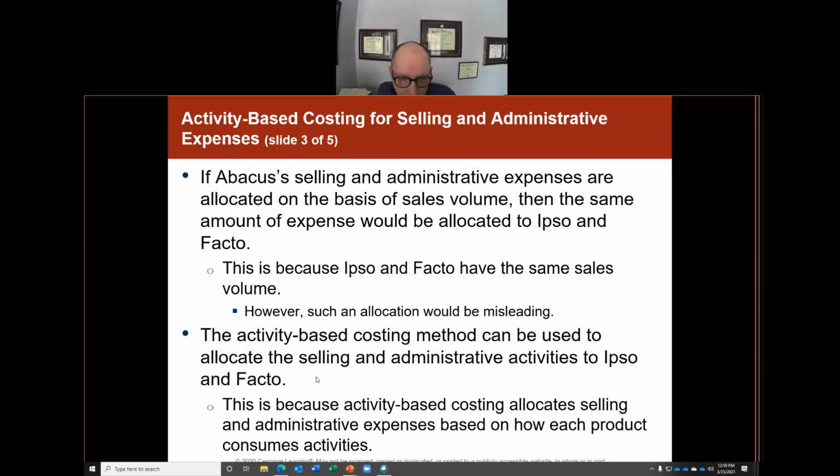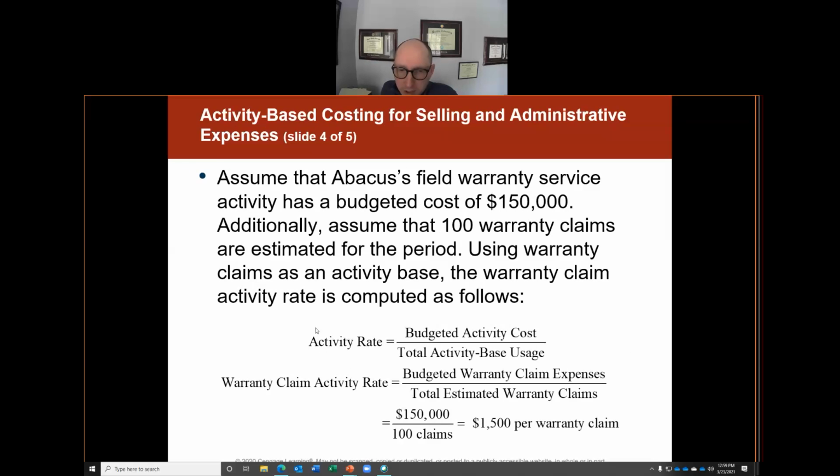This shows us how the allocation of selling administrative expenses has an impact on the overall cost, and how it can be misleading. But you could take the selling administrative expenses activities and apply an activity rate to those related activity-based costs by taking the total budgeted activity cost divided by the total activity-based usage.